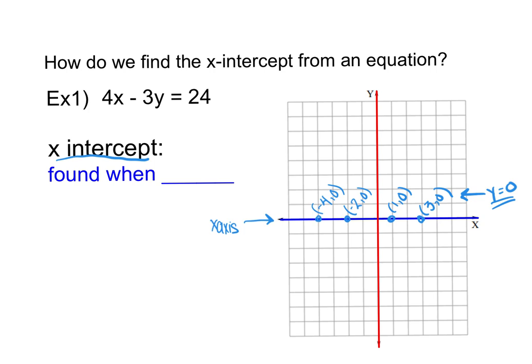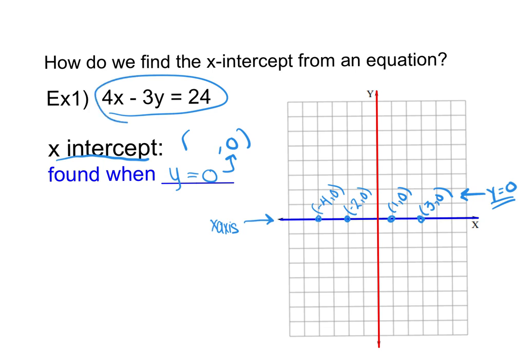Instead of trying to figure out what the point is by graphing the line, we can say we know that x-intercepts occur when y is equal to 0. So we know that in the coordinate point, y is going to be 0. That is something that we know. And because of that, we can then use our equation to actually calculate that intercept point.